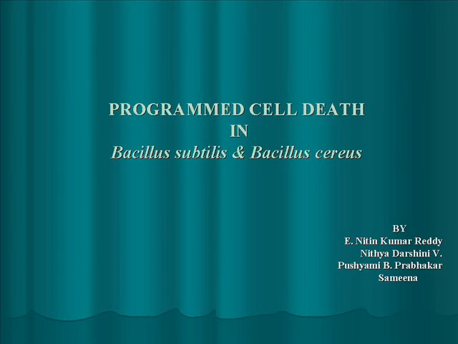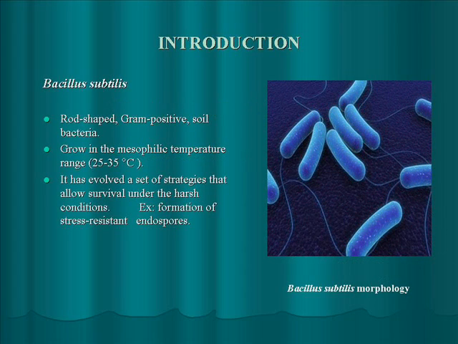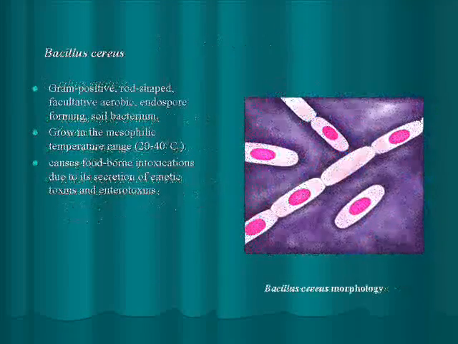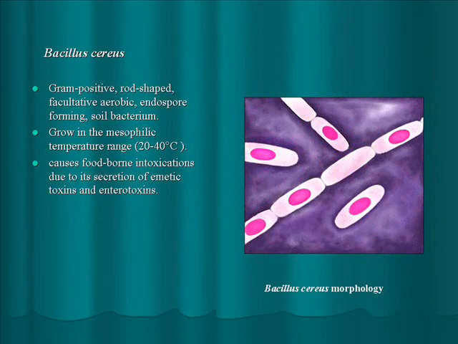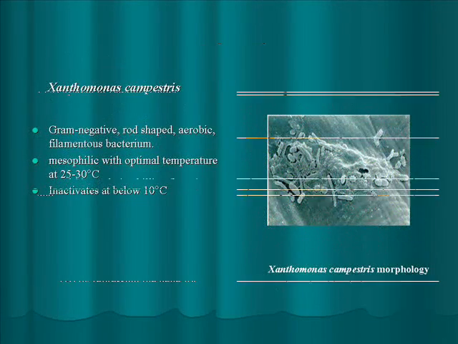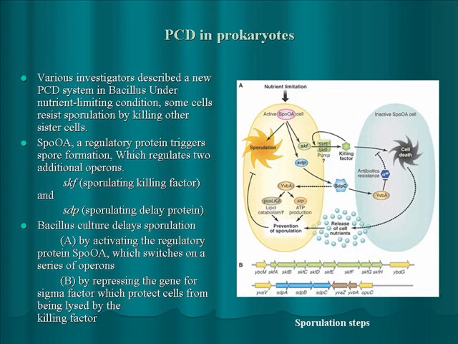We, Nitya, Samina, Pushmi, and Nitin, have done a project entitled Programmed Cell Death in Bacillus subtilis and Bacillus cereus species. We have studied two bacterial strains, Bacillus subtilis and Bacillus cereus, which are rod-shaped, gram-positive, endospore-forming soil bacteria. These mesophilic bacterial strains form stress-resistant endospores in order to survive under harsh conditions. Programmed cell death was observed in these strains under nutrient-limiting conditions, which triggers spore formation.